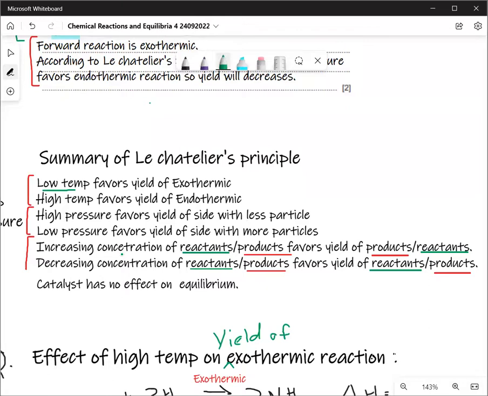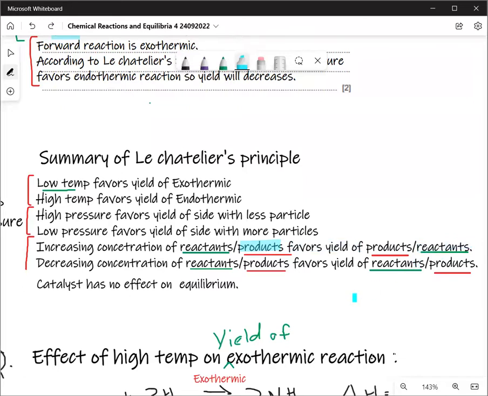Low temperature favors. No, not the whole thing. The fifth line. Increasing concentration of reactants or products favors. Stop. You don't have to say both. Look, either reactant is increasing or product is increasing. Now in our question, reactant was increasing. So we'll only read reactant. Forget the product side. Increasing the reactant favors yield of product; increasing the product favors yield of reactant.